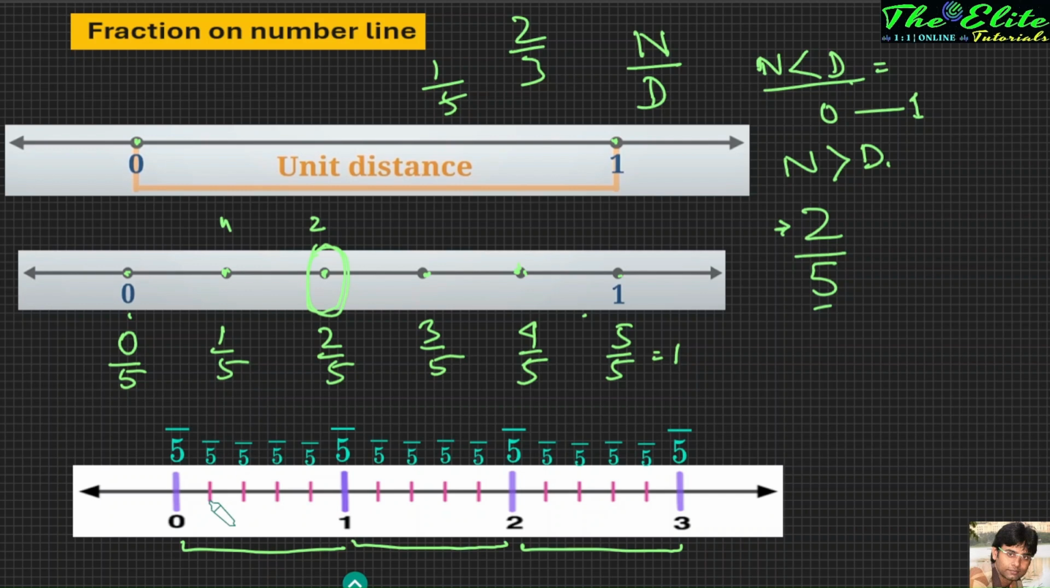Now for this point, you can see that it is going to be 1 because 0 is here. So after that it will be 1. We can write here 1. So 1 over 5, or 1 by 5, will be represented here on the number line. So 2 by 5 will take this position, 3 by 5 will take this position, 4 over 5 will take this position on the number line.